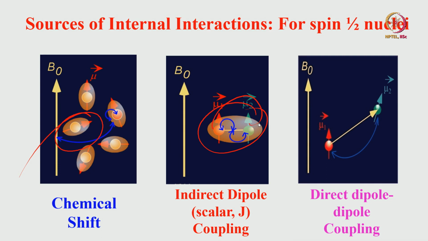The concept is interaction of one nuclear spin with another nuclear spin, where polarization transfer or magnetization transfer takes place between two interacting spins through a covalent bond.